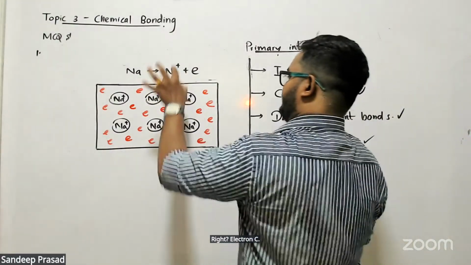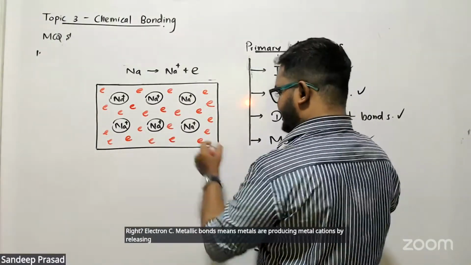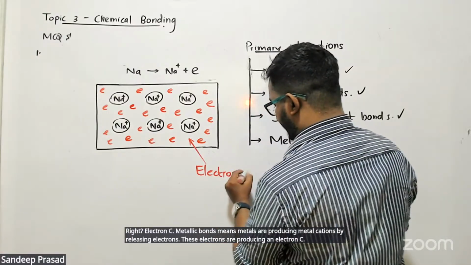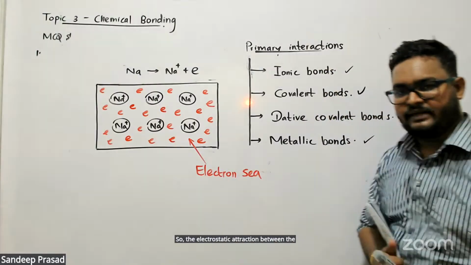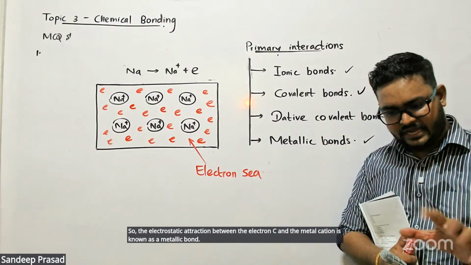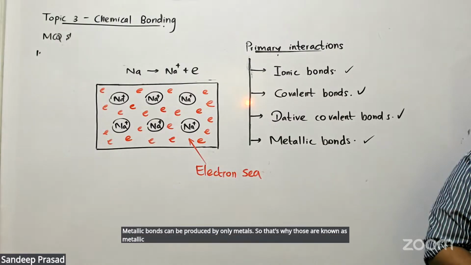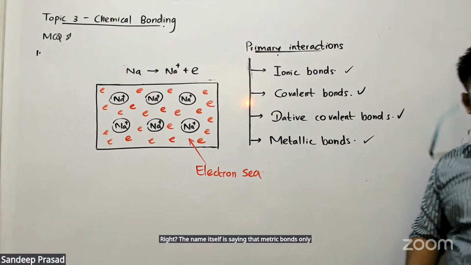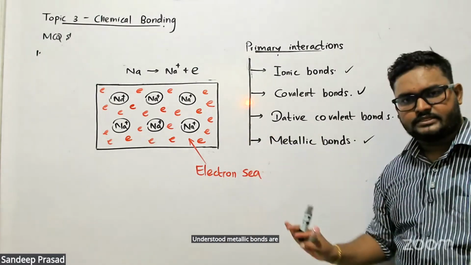Metallic bonds means metals are producing metal cations by releasing electrons. These electrons are producing an electron sea. So the electrostatic attraction between the electron sea and the metal cation is known as a metallic bond. Metallic bonds can be produced by only metals. So that's why those are known as metallic bonds. The name itself is saying that metallic bonds only belong to metals. Understood? Metallic bonds are produced by metals.